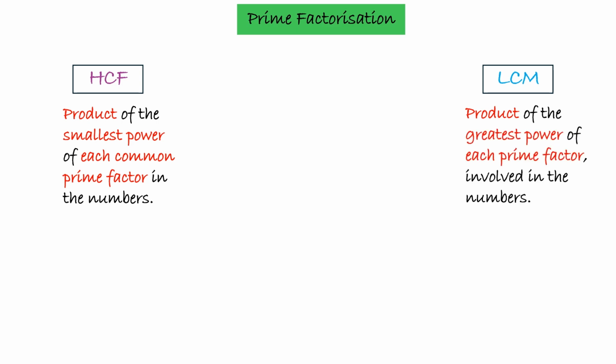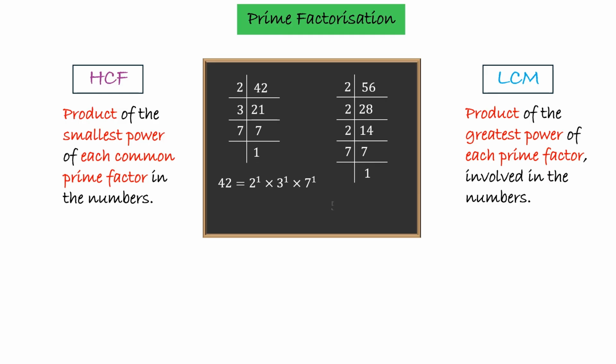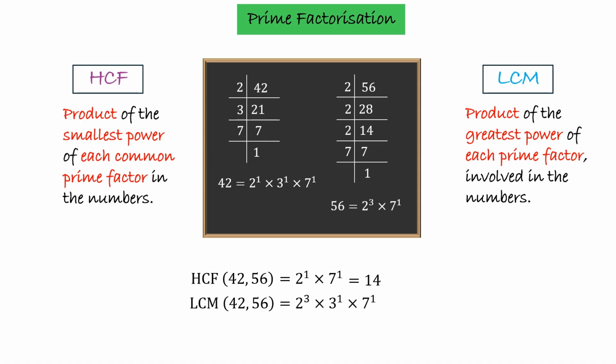Let's use prime factorization to find the HCF and LCM of 42 and 56. For HCF, we take only the common prime factors and write each of them with the smallest power. For LCM, we take all the prime factors and write them with their greatest powers.